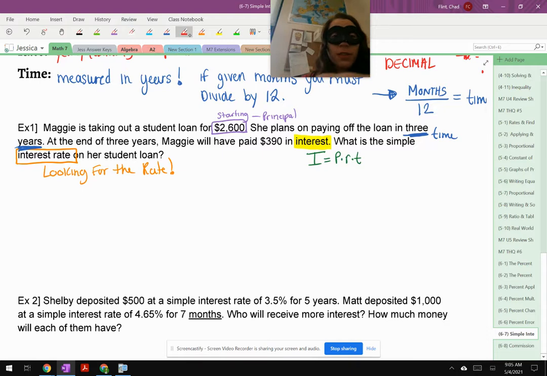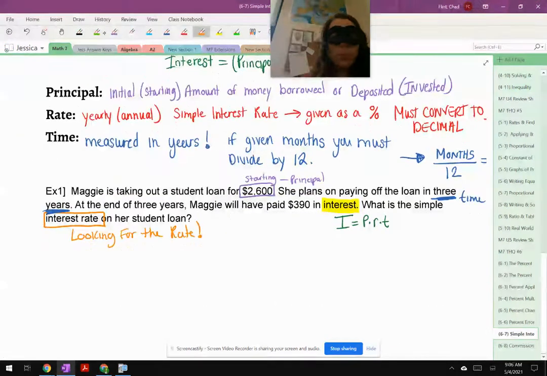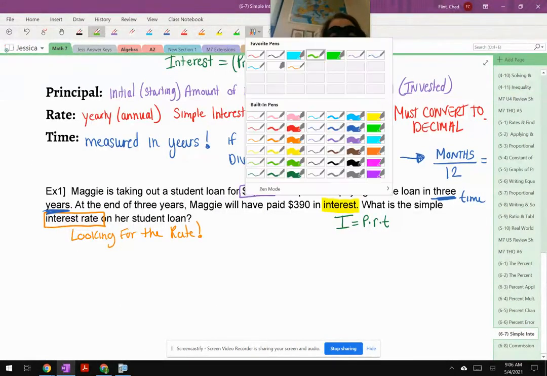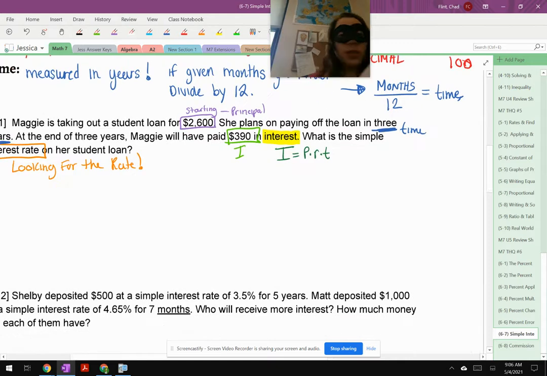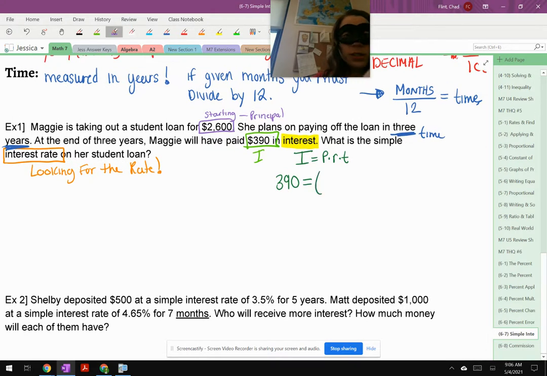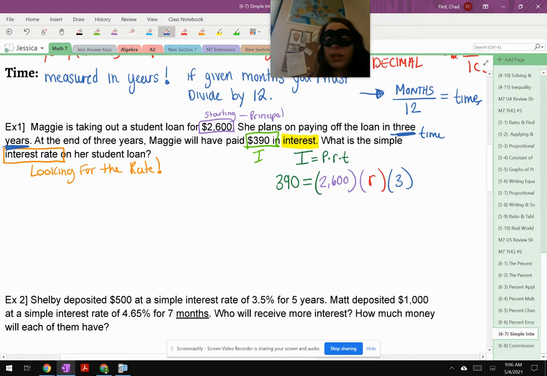And then they give me the 390, which is the amount that she paid in interest. That's the I. So let's fill these pieces in. For I, we're putting the 390. That's equal to the principal, 2,600. The rate is what we don't know, so that's what we're going to put in R. And then our time was 3 years.